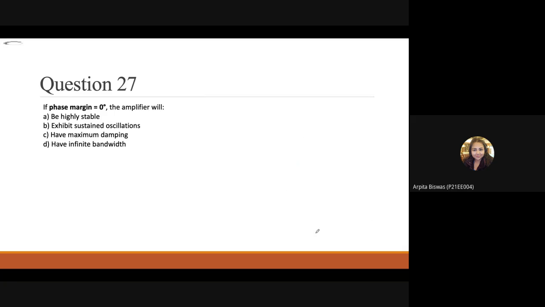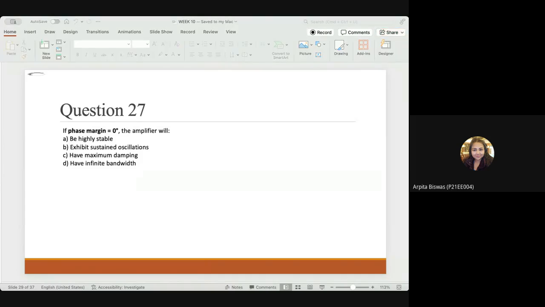This is question number 27. If phase margin is 0, the amplifier will: option A, be highly stable; option B, exhibit sustained oscillations; option C, have maximum damping; option D, have infinite bandwidth. Option B, ma'am. Yes, option B is the right answer.